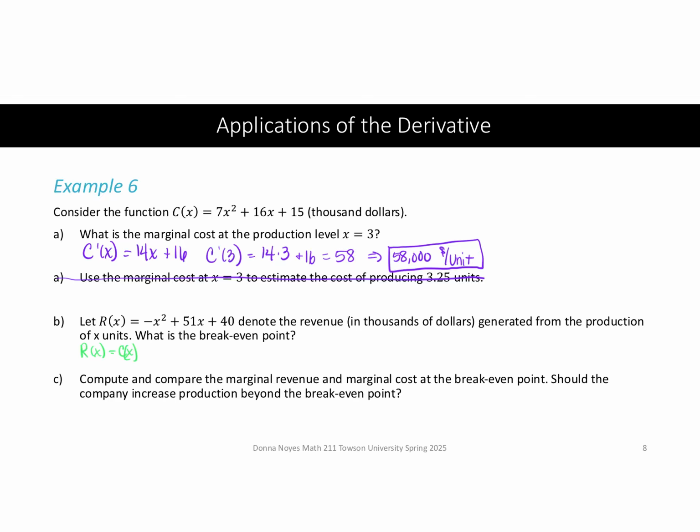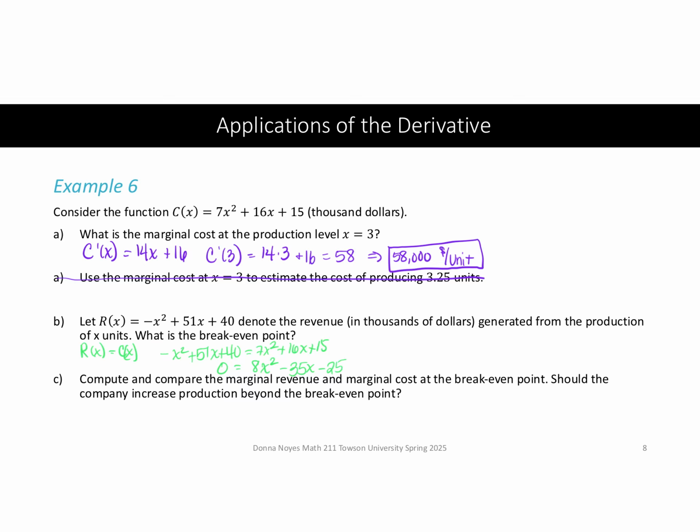So in this case, R of x would be negative x squared plus 51x plus 40. And now we want to know where that one equals 7x squared plus 16x plus 15. So what we're going to do is move all of the terms on the left over to the right. So we'll add an x squared, we'll subtract a 51x, and we'll subtract a 40. So we end up getting 0 equals, let's see, that would be 8x squared. 16 minus 51 is going to get us negative 35x. And then 15 minus 40 would be minus 25.